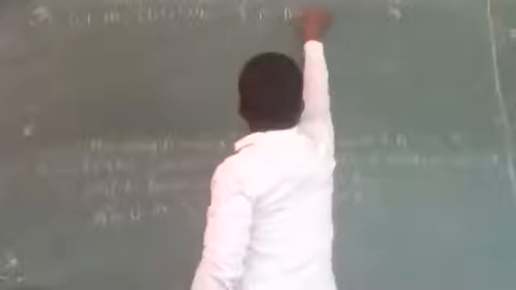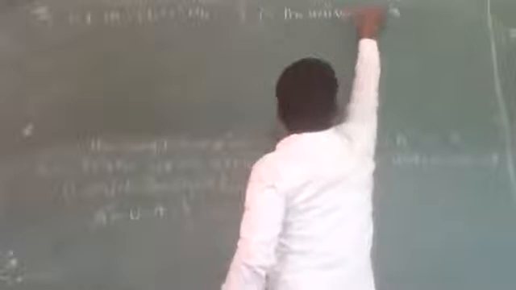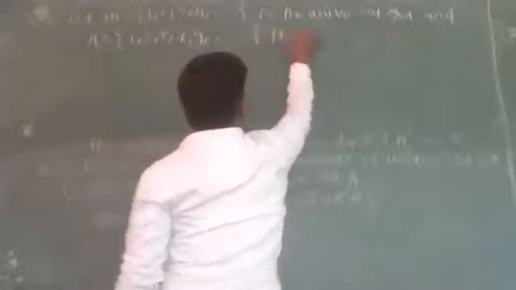Let the set of natural numbers N equal to 1, 2, 3, 4 and so on be the universal set, and set A equal to the odd numbers from the universal set N. The complement of set A is N minus A. N is the set of natural numbers which contains 1, 2, 3, 4 and so on, and set A contains all the odd numbers from set N.